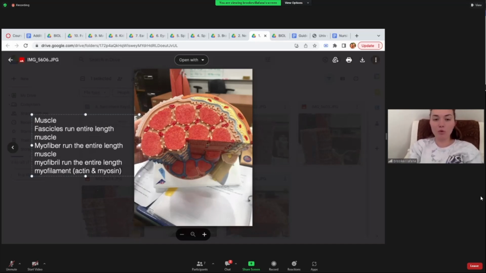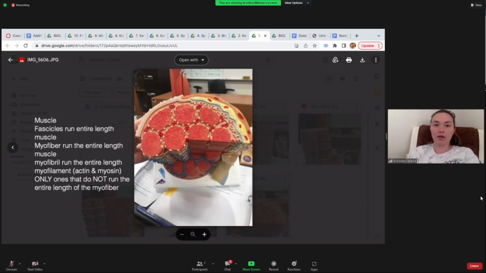And these are the only ones that do not run the entire length of the muscle cell. You're very likely to see that on the exam. Okay, you're probably going to see a question on that. You know, there's 165 questions. So that's a topic. This is a pretty key point here. So you're likely to see that.